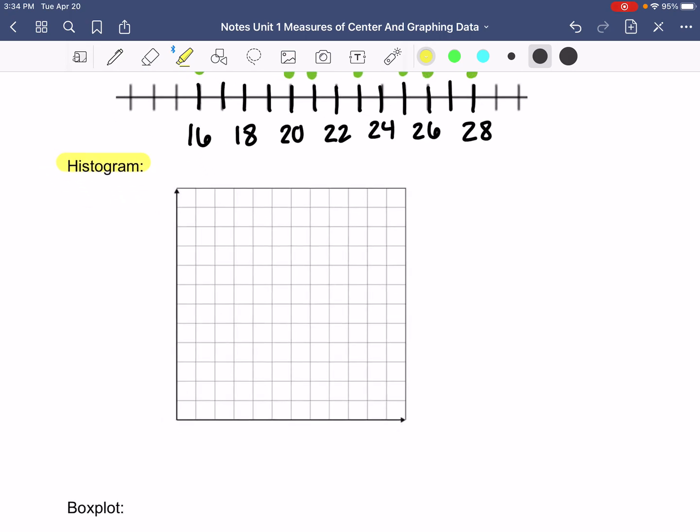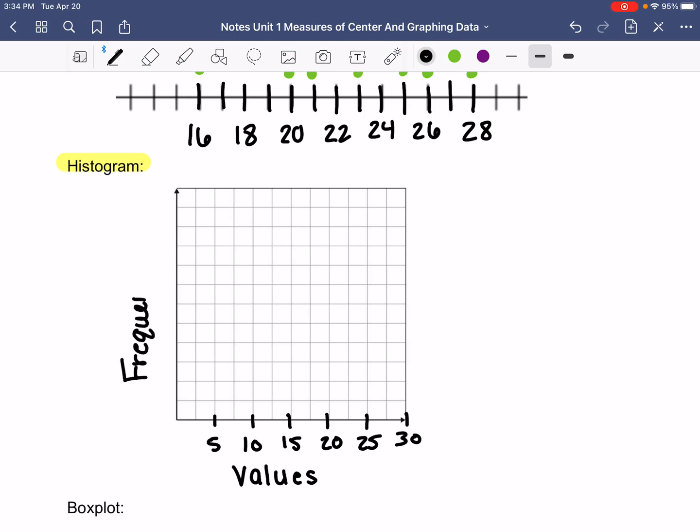A histogram is commonly mistaken for a bar graph. You need to draw your first quadrant. You don't have to worry about drawing the boxes or anything, but you need your two axes. Across the bottom, you're going to have your values. So we're going to do between 0 and 5, 5 to 10, 10 to 15, 15 to 20, 20 to 25, and 25 to 30. And across the side, you have your frequency: 1, 2, 3, 4, 5.